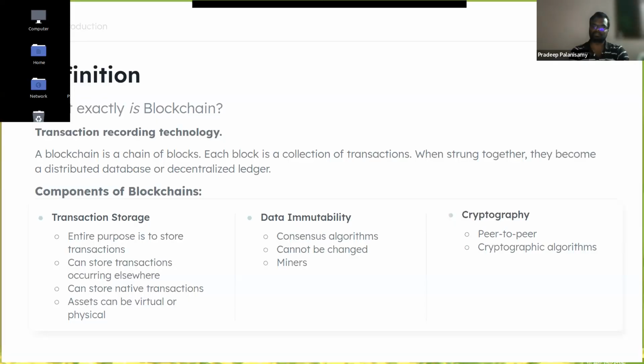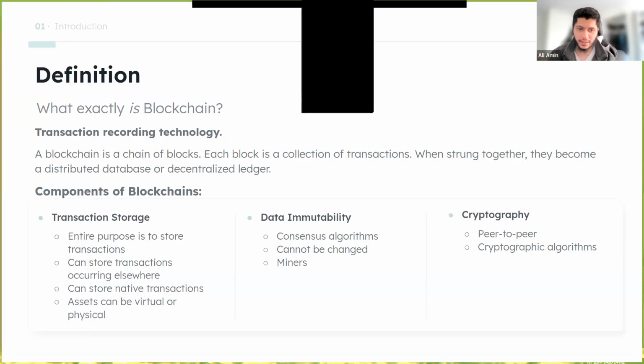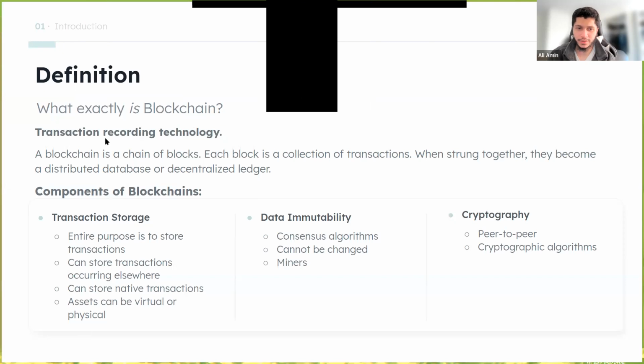So, what exactly is a blockchain? A blockchain is a kind of transaction recording technology. That's what it's for. It's designed to record changes in balances, people sending things, and transactions. So, a blockchain is a chain of blocks. What's a block? A block is just a list or a collection of transactions. That's all it is. When you put it together, it becomes a distributed database or a decentralized ledger.